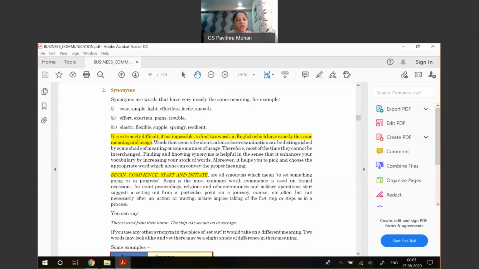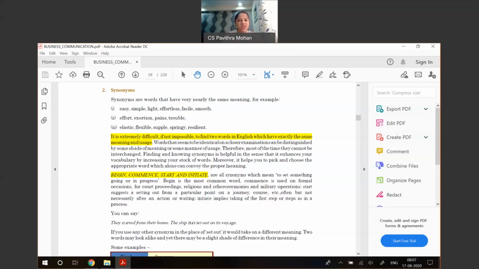The next one we're going to understand is synonyms. So what are synonyms? We all would have studied in school that there are similar words and there are opposite words. The first, synonyms, are similar words. In school they called them similar words, but now they call them synonyms. Opposite words are called antonyms.